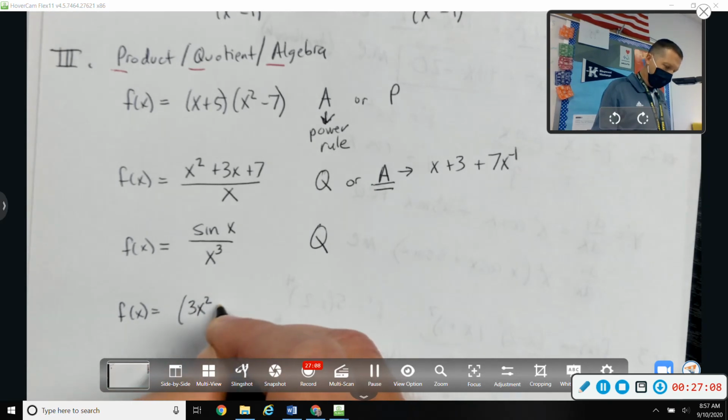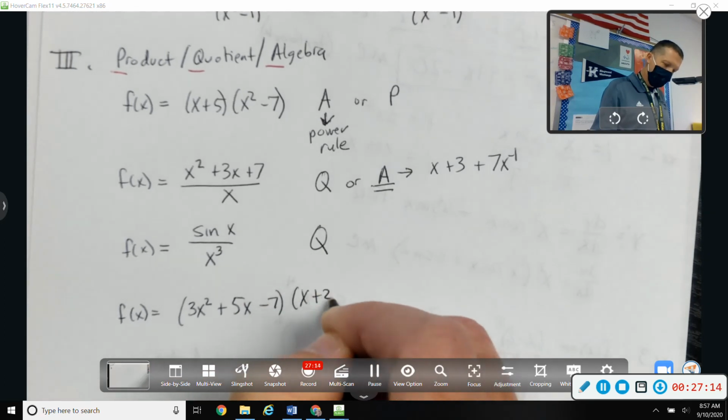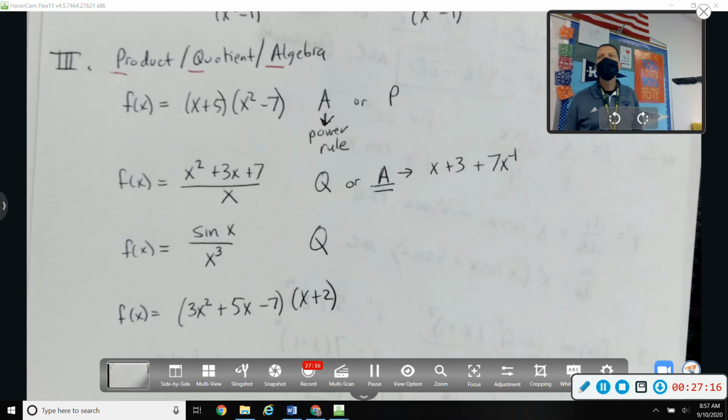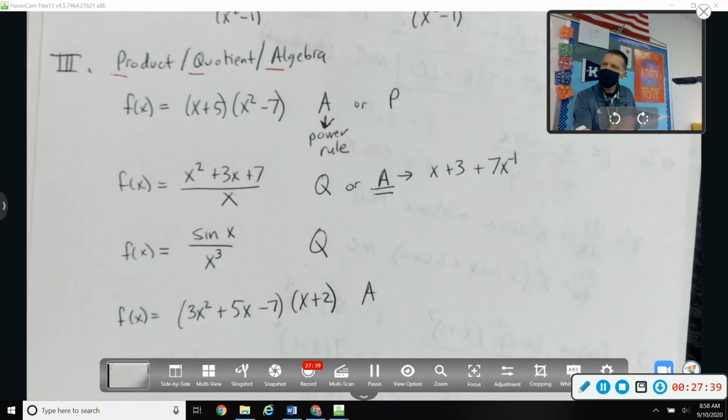F of x equals (3x squared plus 5x minus 7) times (x plus 2). If we wanted the derivative of that one, Jake, what would you use? Product, quotient, or algebra first? You could use algebra. This is one where you could argue either one. So algebra, it's kind of a pain to distribute all that. But then you have an easy derivative to take.